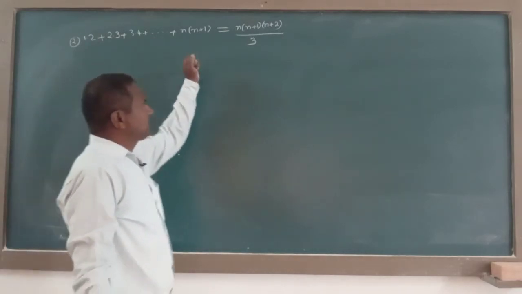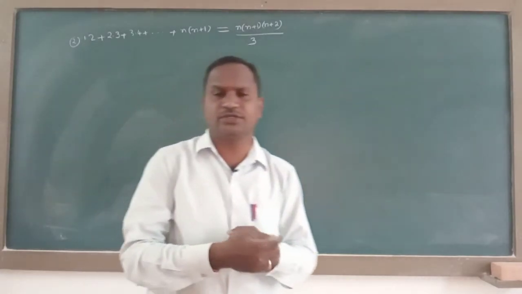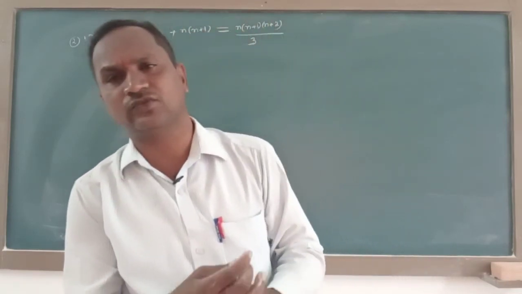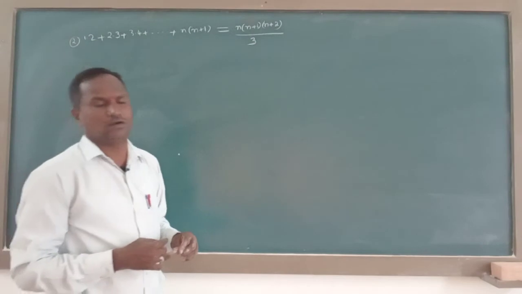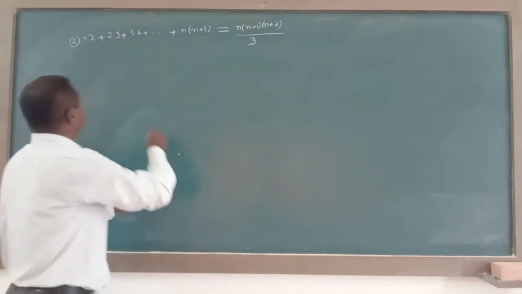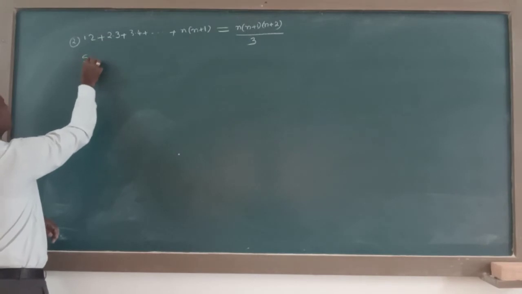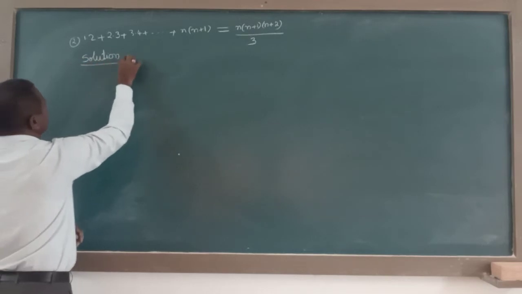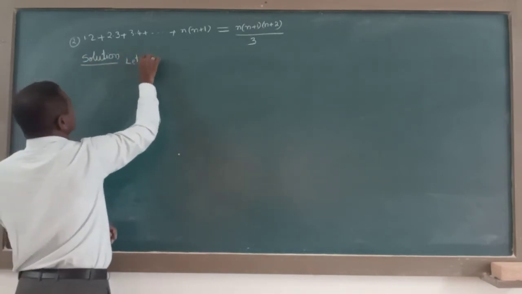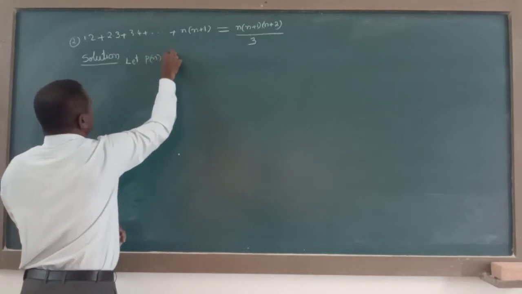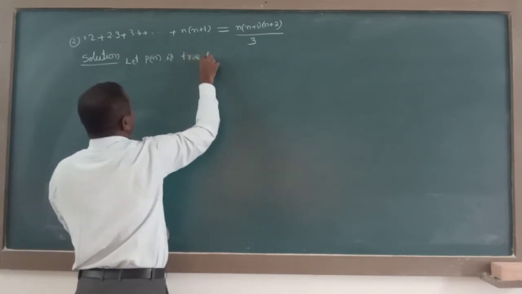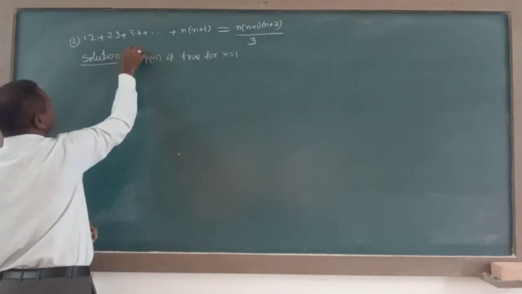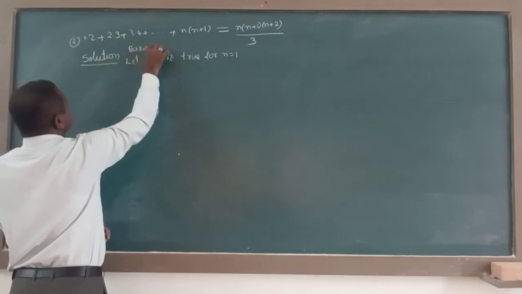Here also we are going to give the solution to this question in 3 steps: basic step, induction step, and the last one is the conclusion step. Now let us give the solution to this question. Solution to this question is: let P of n be true for n is equal to 1. It is the basic step. Right, here the basic step is this.